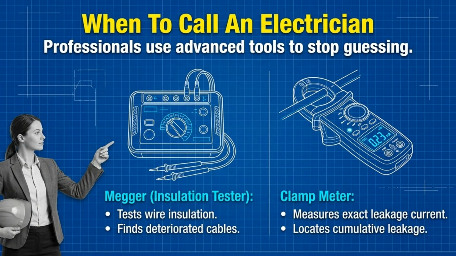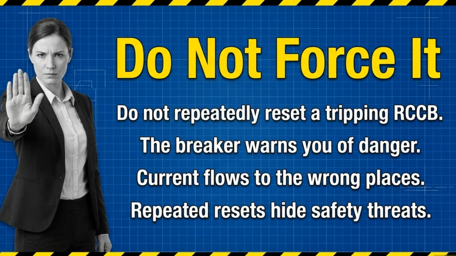If the problem persists, an electrician can use a megger to test insulation or a clamp meter to measure precise leakage current, taking the guesswork out of the repair. Never repeatedly force reset a tripping RCCB. It is a safety device, warning you of a potential threat. Ignoring these trips can lead to serious hazards.